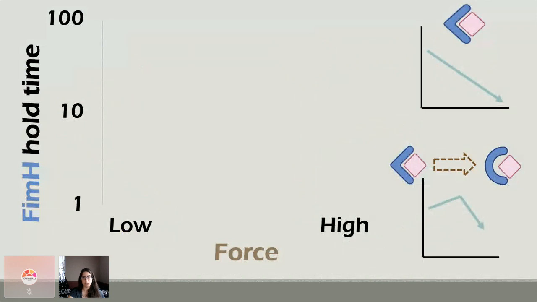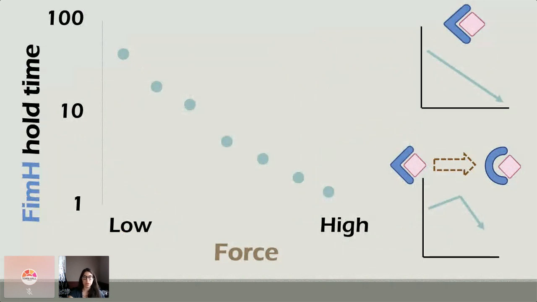So I'm going to show my data here on this graph, where on the horizontal axis I have the force that I was pulling on FimH with, and the vertical axis is just how long FimH was able to hold on to mannose, which correlates with how strong FimH was behaving. So here's my data, and let's take a look at it. Does it look like a straight decreasing line or something else?